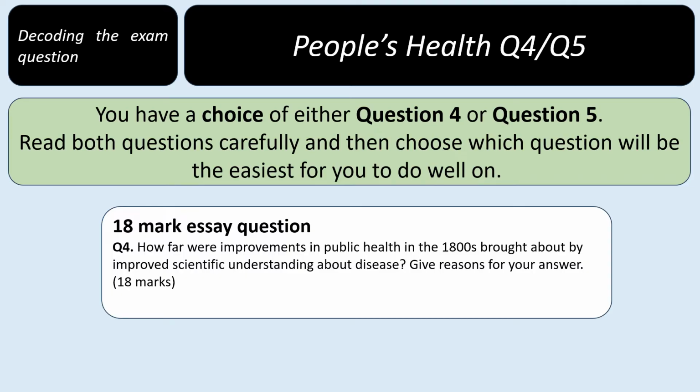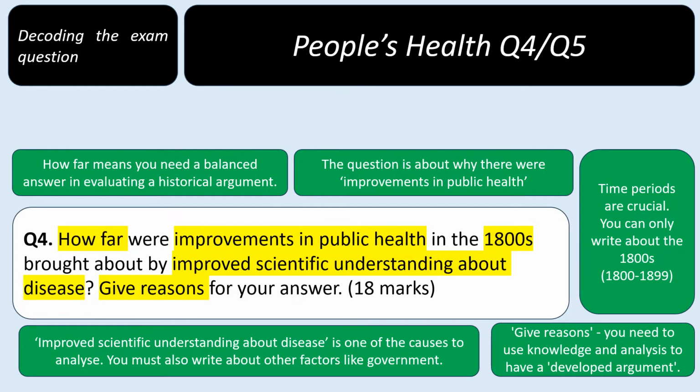Now make sure in the exam you spend a good amount of time reading the essay so that you know what it's asking you to do. So: how far were improvements in public health in the 1800s brought about by improved scientific understanding about disease? Give reasons for your answer. It's worth 18 marks. So when you're in the exam, make sure you decode the exam question. You are highlighting it, you're underlining key phrases. It might look a little bit something like this.